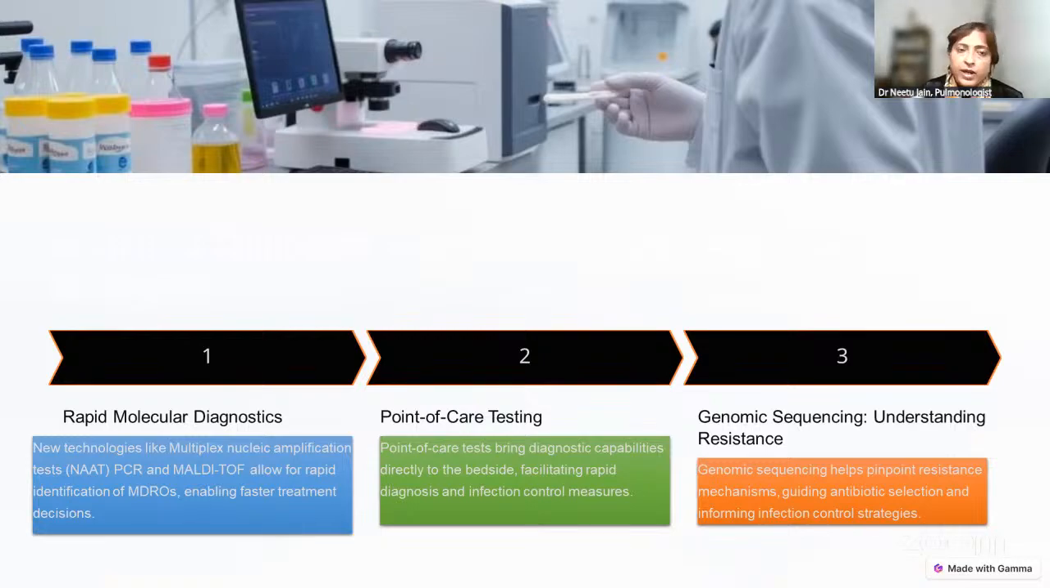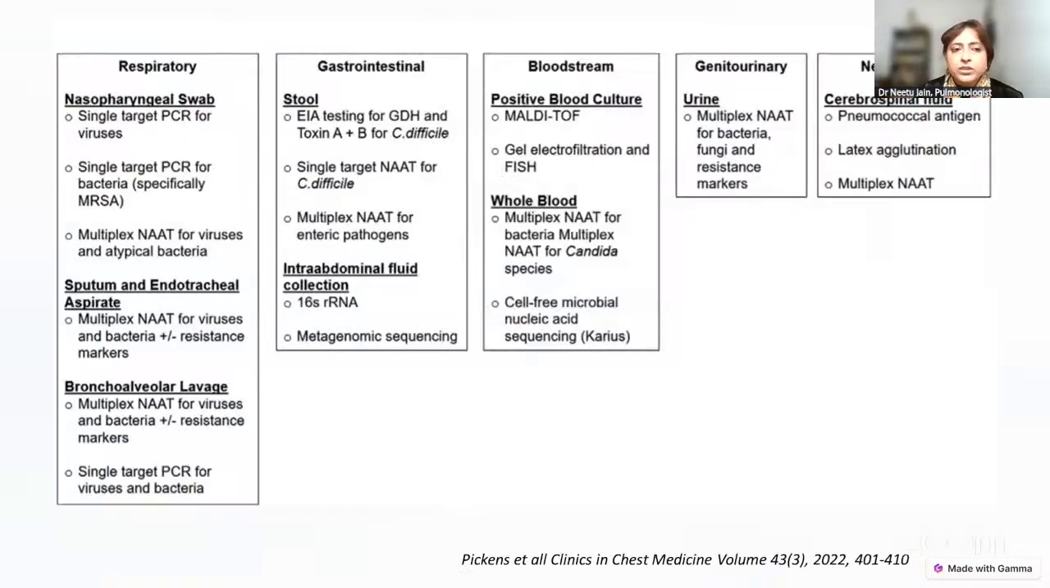So try to diagnose your patient early by using all these methods: nasopharyngeal swab for PCR, and atypical sputum and endotracheal aspirate. Wherever possible, try and use bronchoalveolar lavage. For GI, similar investigations are also available.